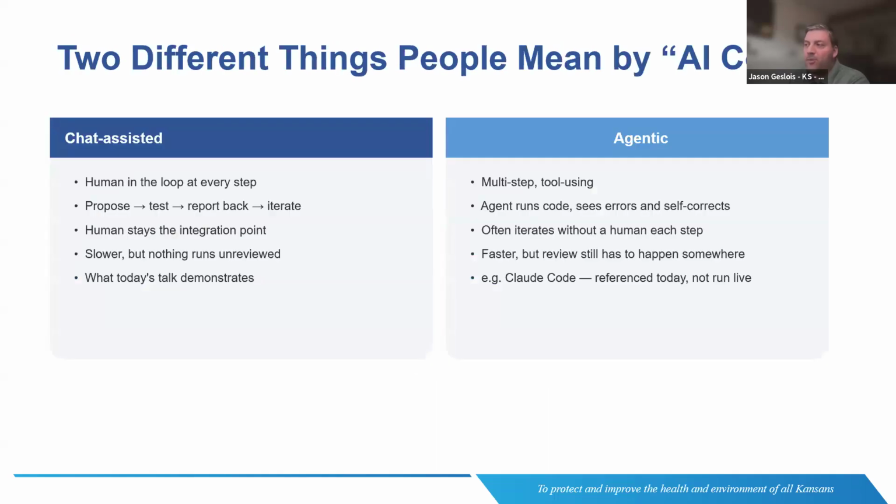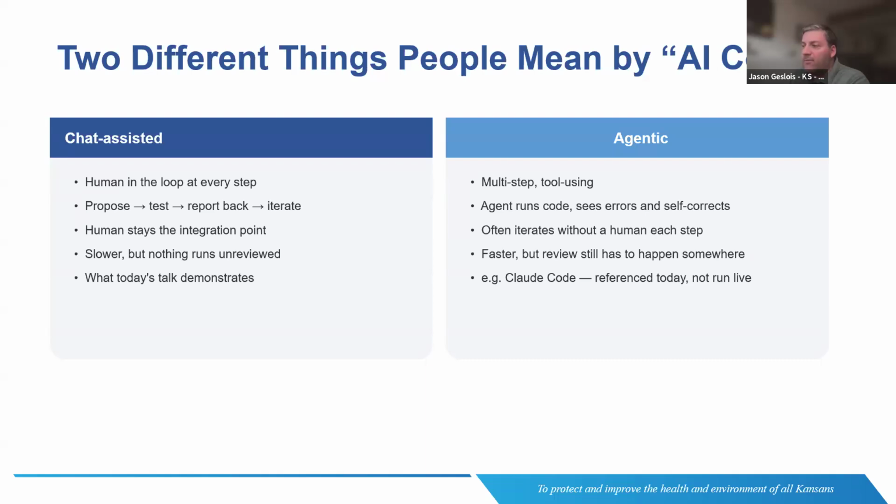So now there are two different things people mean by AI coding. The first is chat-assisted coding. A human is in the loop every step of the way. It follows a process: the AI proposes an idea or solution, tests it, and reports back, and you iterate through each continued step. This is slower, but nothing is running that the person cannot control or stop. What we're talking about overall today is agentic AI, which uses multi-step tool use, meaning the AI acts on its own.